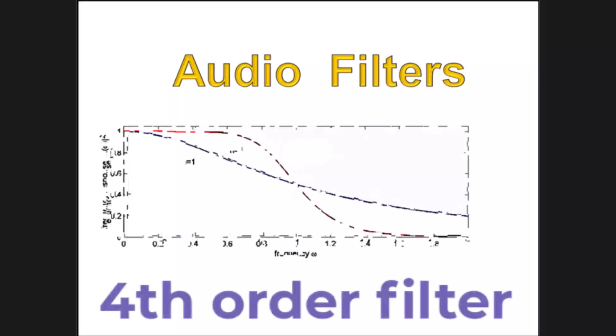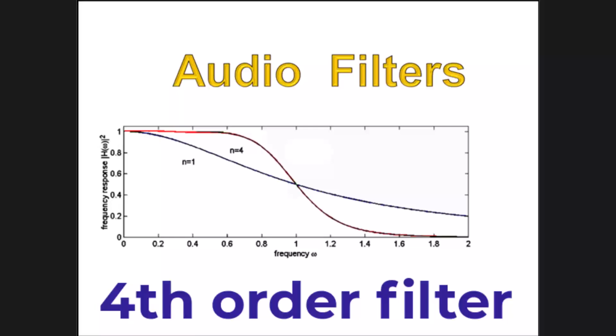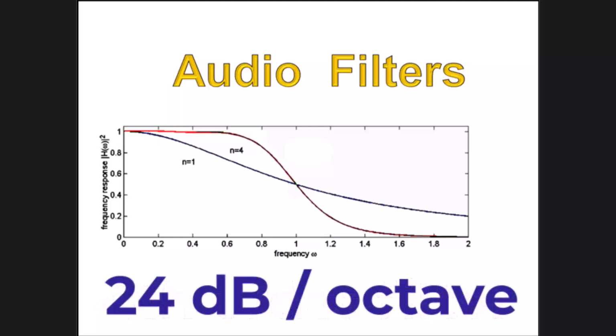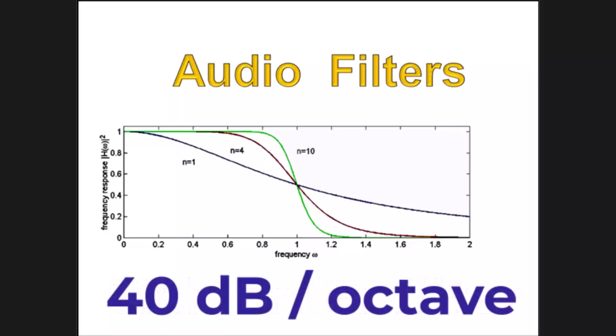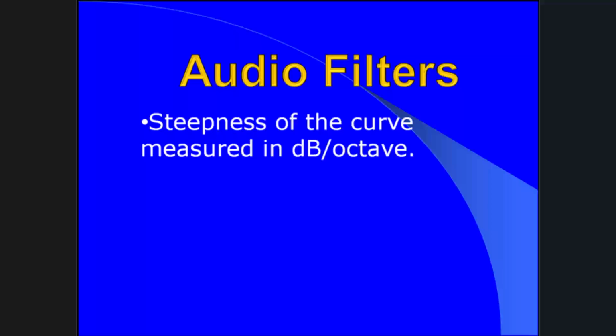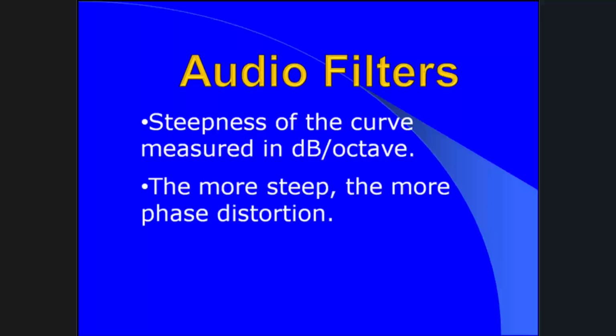This shows a fourth-order filter, where the roll-off is rather steep at 24 decibels per octave. This last diagram shows a 10th-order filter, which is really steep, and the loss here is 40 decibels per octave. So the steepness of the curve is measured in decibels per octave. The more steep the curve, the more phase distortion is introduced. Very high-order filters, known as brick wall filters, are extremely important in digital audio.